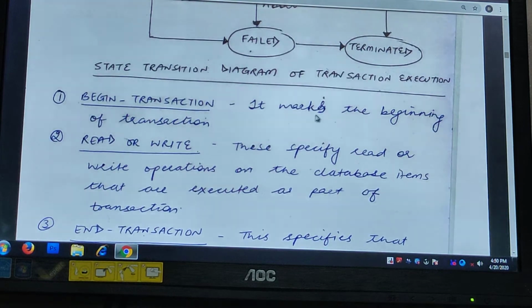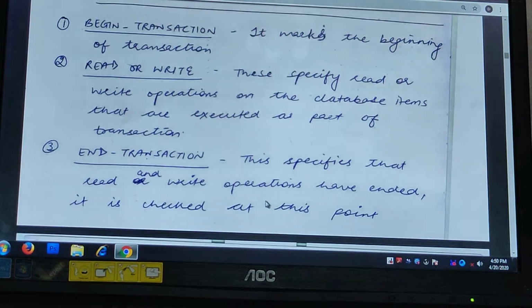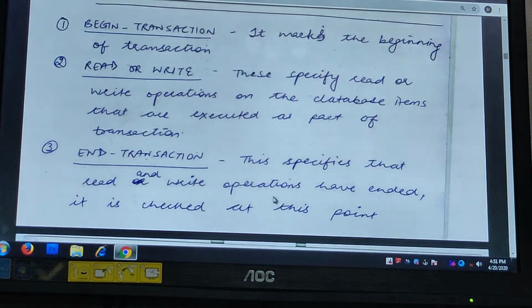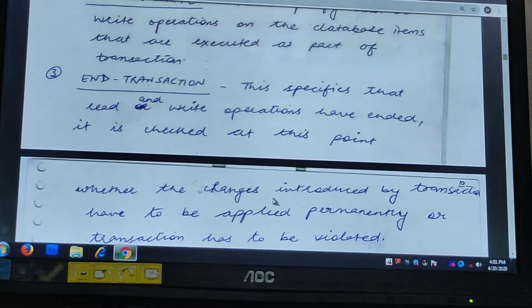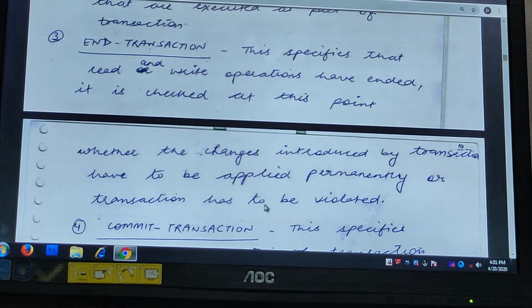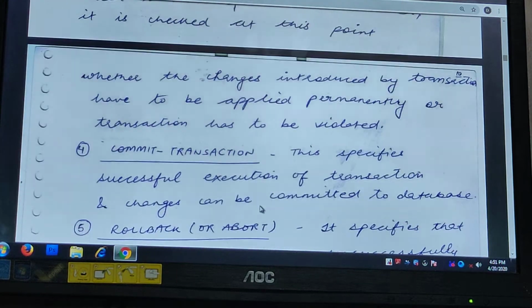Begin transaction marks the beginning of the transaction. Read or write specifies all the read or write operations that you are performing on your database. End transaction specifies that read and write operations have ended, but now we have to check whether we need to make these changes permanent in our database, or we need to abort our transaction.